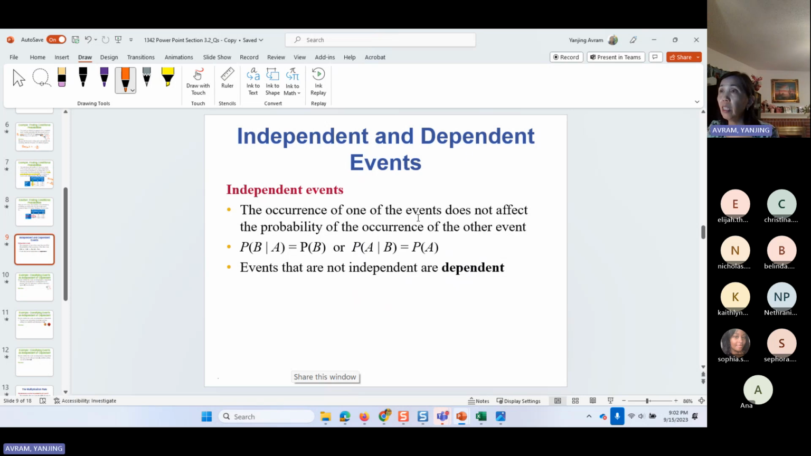All right, dependent and independent events. If two events depend on each other, that is called dependent events. If the occurrence of the first event does not affect the probability of the second event, that would be called independent. Events that are not independent are called dependent. So if event A affects event B, that would be called dependent. If event A happening doesn't affect event B happening, that's called independent.